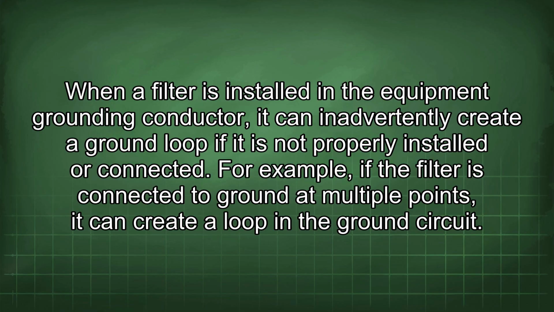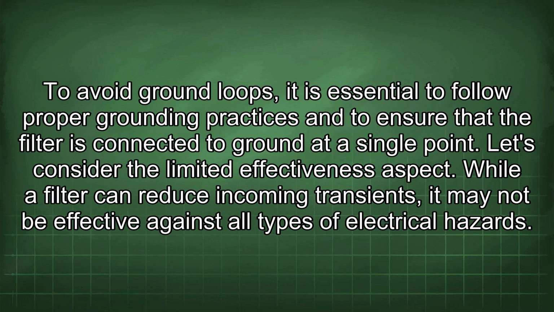When a filter is installed in the equipment grounding conductor, it can inadvertently create a ground loop if it is not properly installed or connected. For example, if the filter is connected to ground at multiple points, it can create a loop in the ground circuit. To avoid ground loops, it is essential to follow proper grounding practices and to ensure that the filter is connected to ground at a single point.